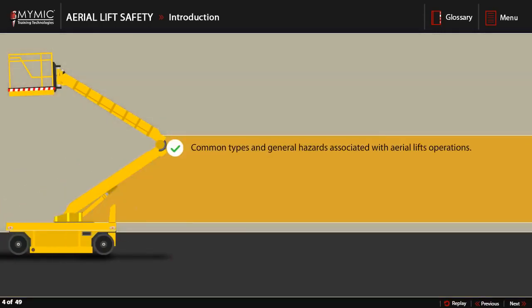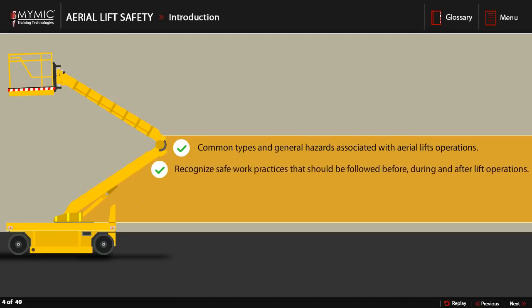This program covers the common types of aerial lifts and general hazards associated with aerial lift operations. It also helps you learn the safe work practices that you should follow before, during, and after operating aerial lifts, which will reduce your risk of serious injuries. It explains how to maintain an aerial lift and describes the training required before operating aerial work platforms.